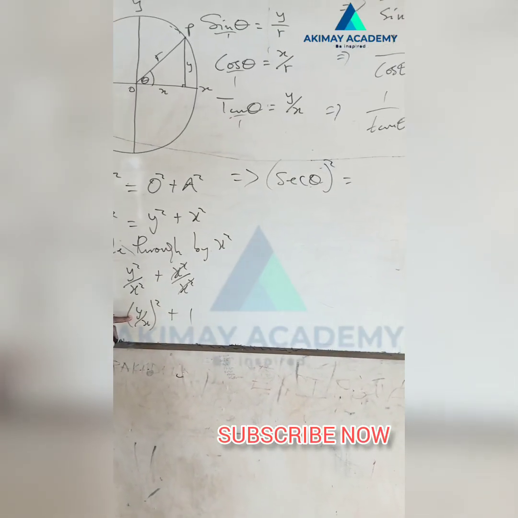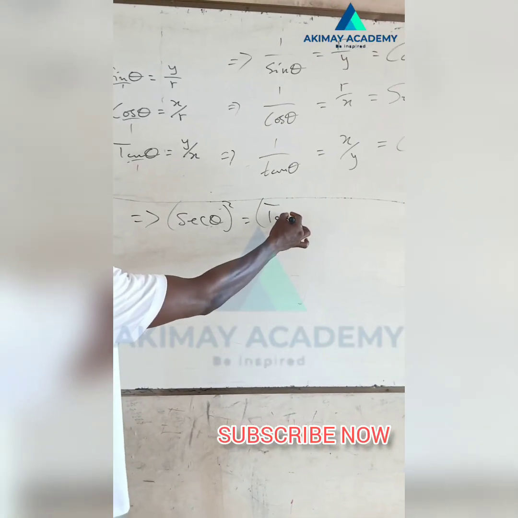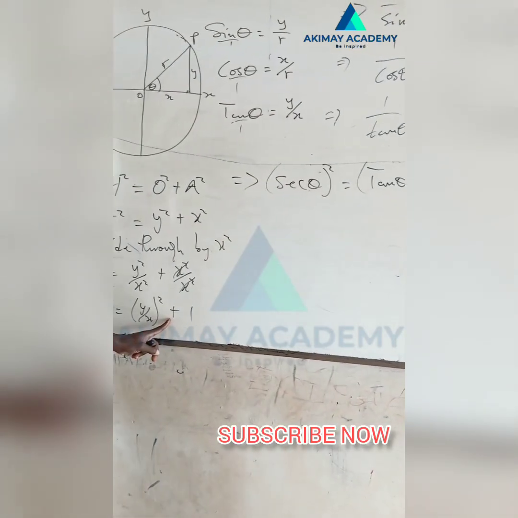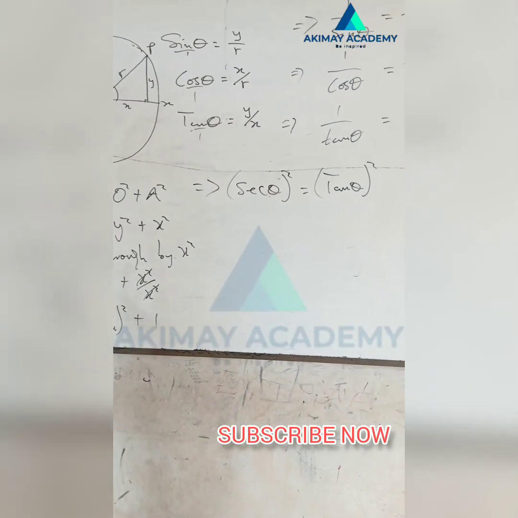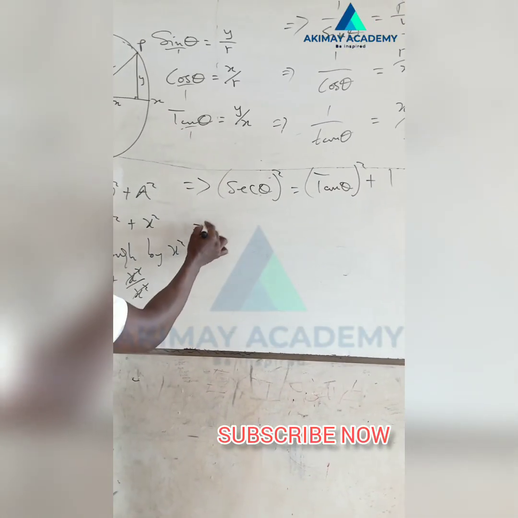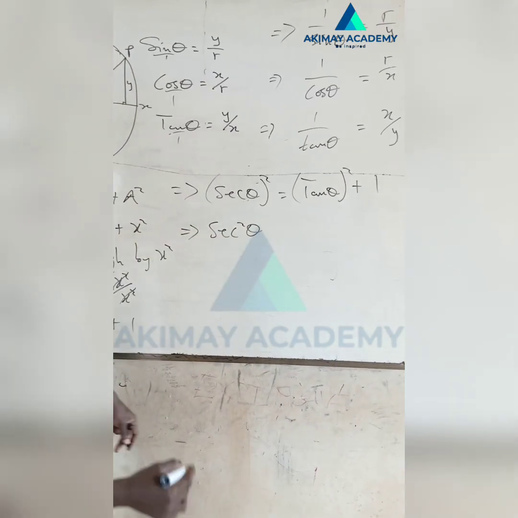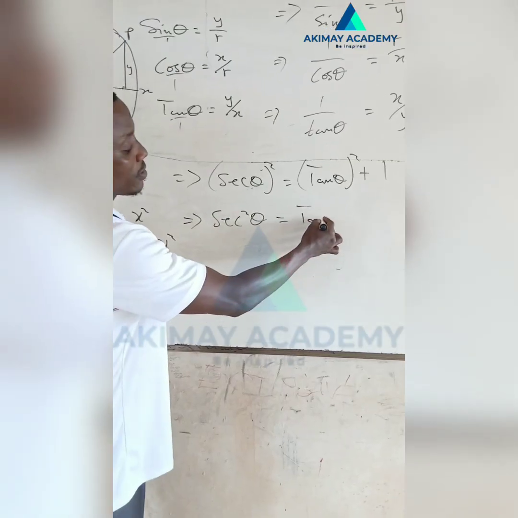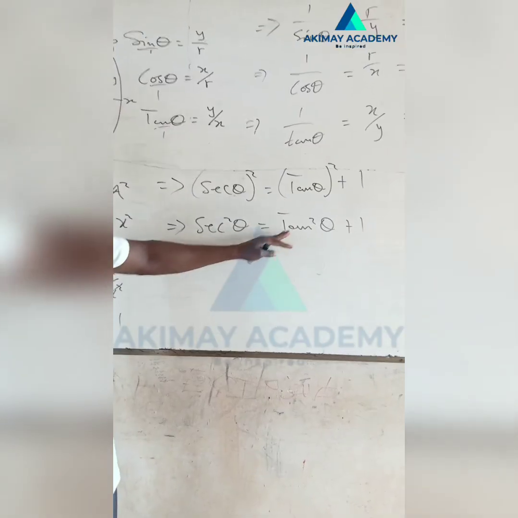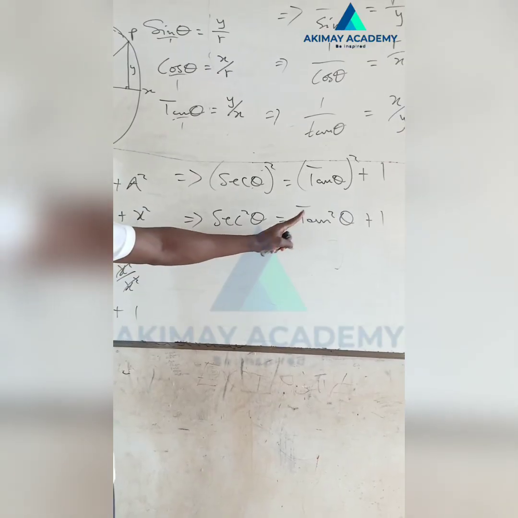equals y on x, which over here is tan theta, all squared. And then we have our last item, which is plus 1. Then we can expand the bracket to have sec squared theta equals tan squared theta plus 1. So this is the reason why we say that sec squared theta is equal to tan squared theta plus 1.